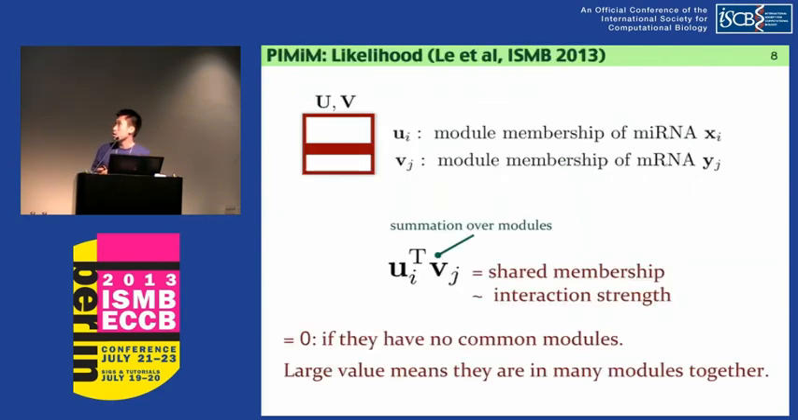Okay, so how do we incorporate the data into our model? Through the likelihood. We look at each microRNA Xi and mRNA Yj. We can think of the rows Ui and Vj as the module membership of microRNA Xi and mRNA Yj. By taking the dot product of Ui and Vj, this can be thought of as the interaction strength between Xi and Yj. Notice that this dot product would be 0 if they have no shared membership, so they don't belong to any of the modules together. And it could be of large value if they have many modules in common.